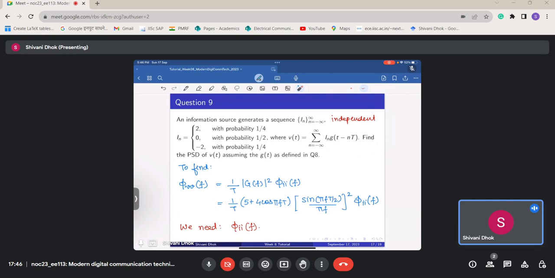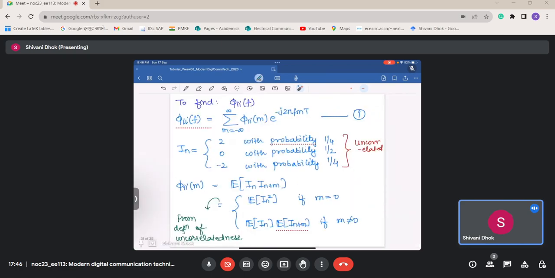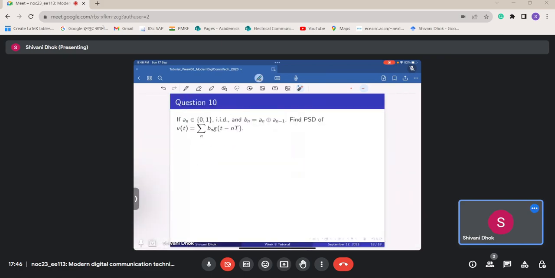Okay, if there are no questions, then let's go to the last question that I had planned to cover today. What is given is that An is 0, 1 IID, and I forgot to mention these are equiprobable. So this is given, and Bn is An XOR An minus 1.